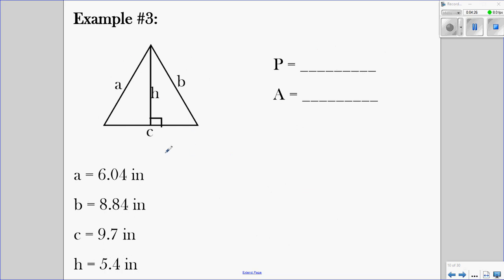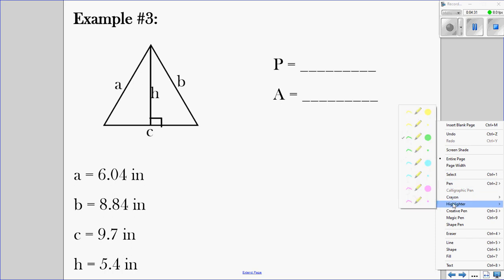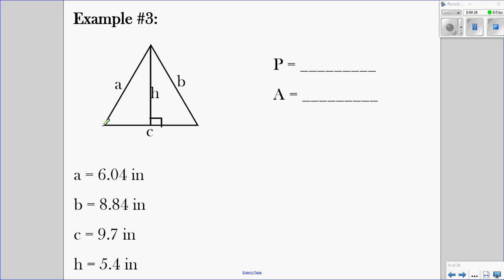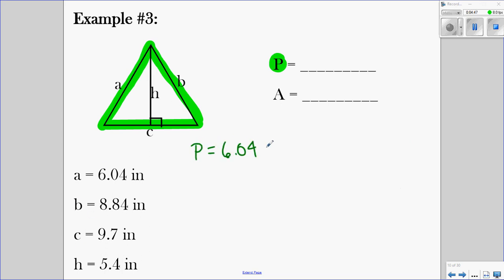Okay, so we have a triangle. Perimeter, same thing. It's the outer part. So I'm just going to highlight it again, so that way you are well aware that you are adding the outer part for the perimeter. I'm going to use green for that. P equals a plus b plus c. They already have the measurements here. So 6.4 plus 8.84 plus 9.7. And then when you add those all up together, you should get 24.58, and the label is inches.